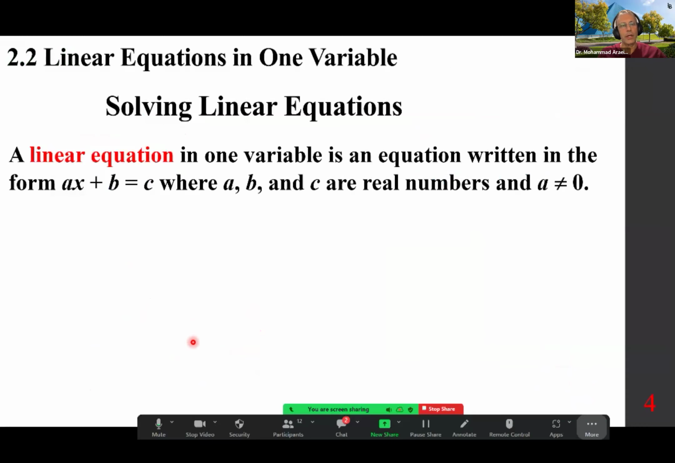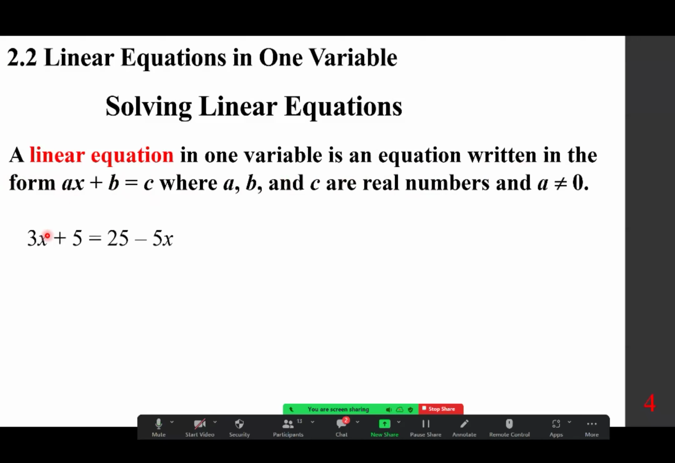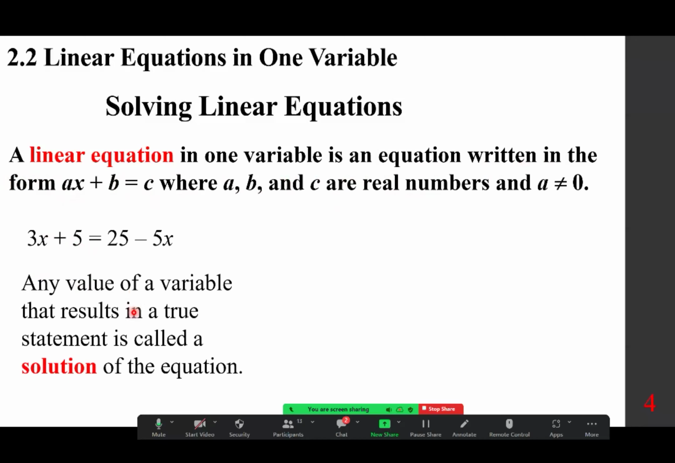Solving linear equations. Let's see how we do that. A linear equation in one variable is an equation written in the form of ax plus b equals c, where a, b, and c are real numbers, and a is the one that can't be 0 because then you don't have any x to solve for. So for example, 3x plus 5 is 25 minus 5x. Any value of a variable that results in a true statement is called a solution of the equation.